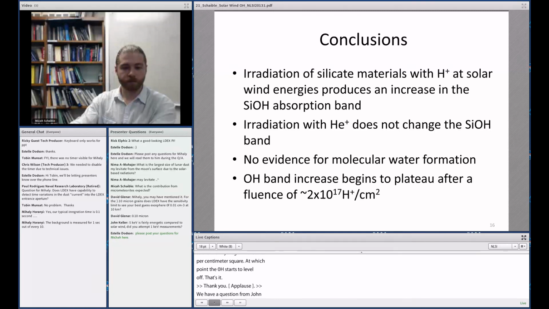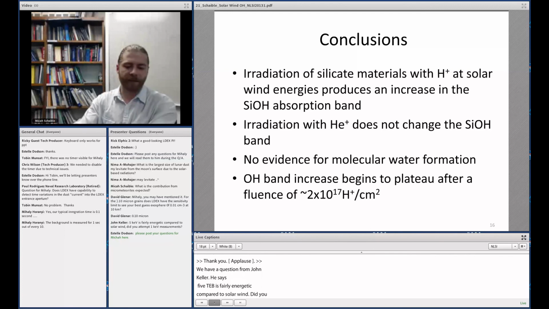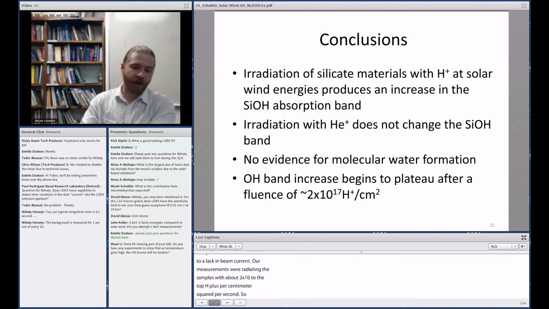Okay, so he says, 5 keV is fairly energetic compared to solar wind. Did you attempt 1 keV measurements? At this time, we weren't able to complete the 1 keV measurements due to a lack in beam current. Our measurements were irradiating the samples with about 2 × 10^12 H+ per centimeter squared per second. So the irradiation times were already on the order of 24 hours.